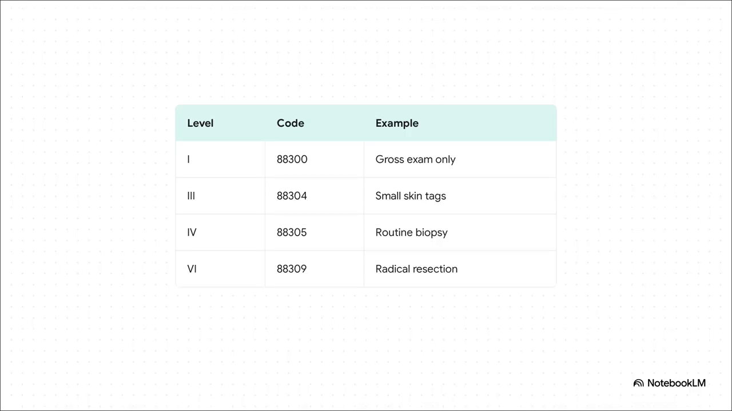Now, check out how we graduate through these 6 levels of complexity. Level I, code 88300, is for gross examination only, meaning no microscope is needed. From there, we scale up based on the tissue itself. Level 3 includes your straightforward skin biopsies. Level 4 covers routine gallbladder or appendix exams. And this scales all the way up to Level V, which represents highly complex radical tissue resections from malignant tumors. The golden rule here? You must match the code to the specific tissue type.